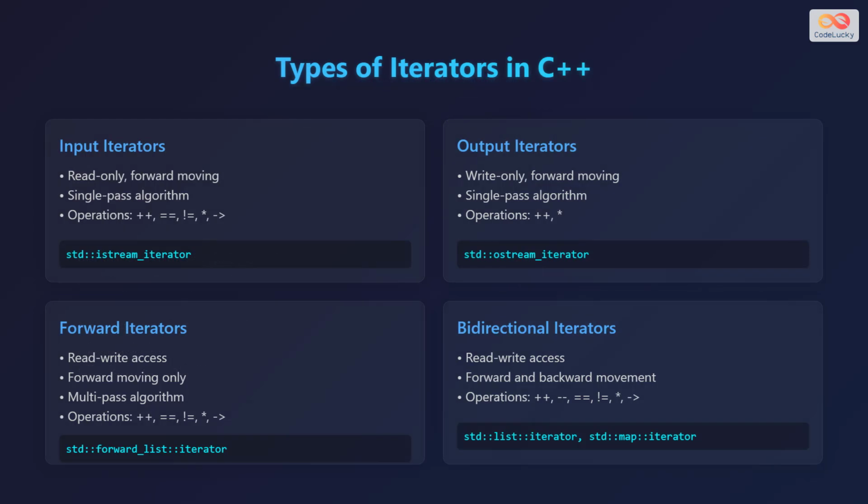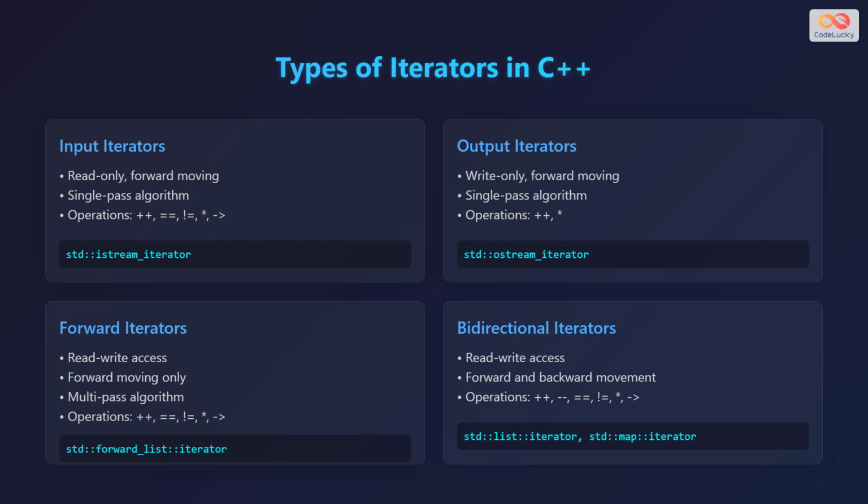C++ offers several types of iterators, each with its own capabilities. Let's explore some of the commonly used iterator types. First, we have input iterators. Input iterators are used for read-only, forward-moving. They are suitable for single-pass algorithms where you only need to read data from a container once.